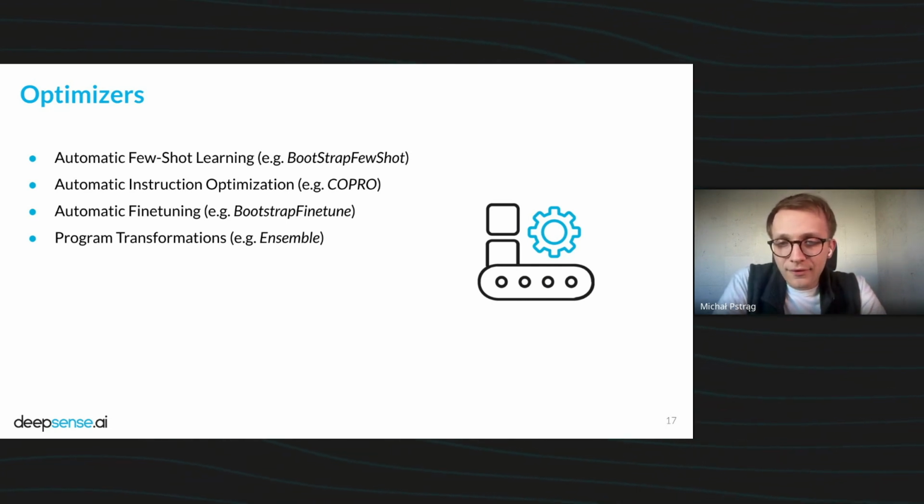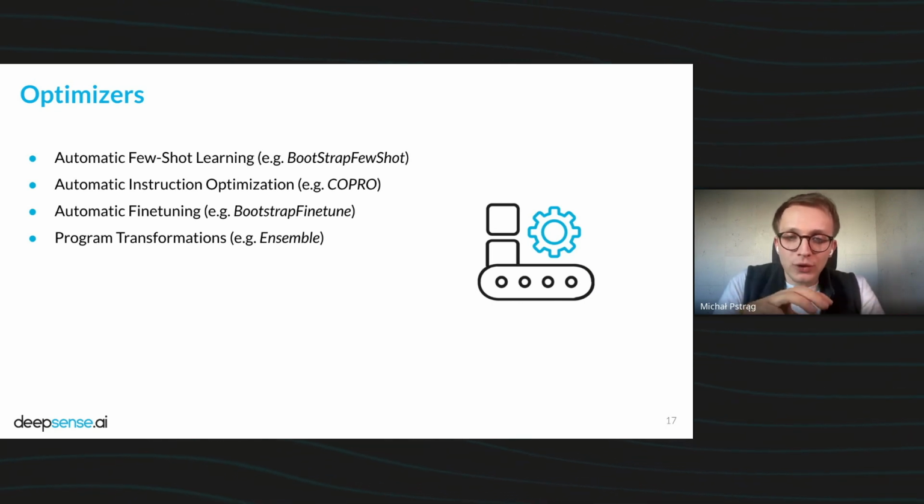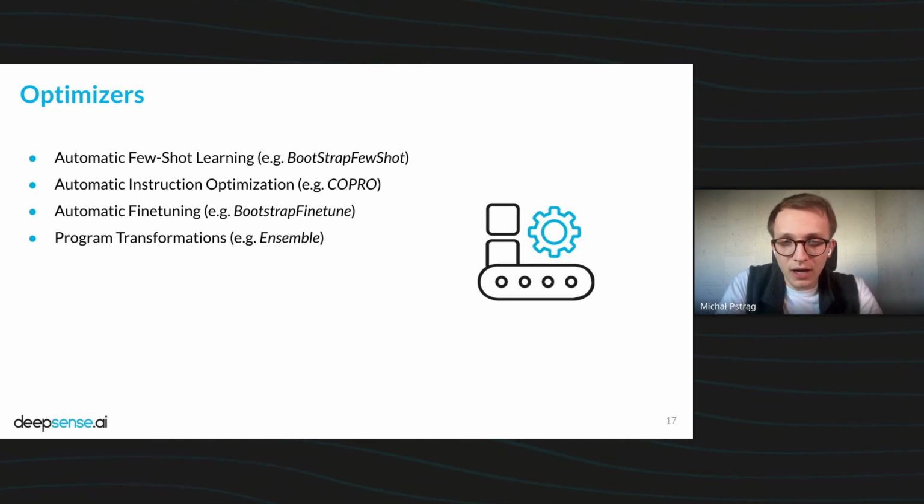And you also have something called program transformations. So there is one optimizer for now called Ensemble, and it allows you to take multiple modules and try to reduce them to a single module or 2 modules, which is also very interesting. But yeah, it's just a different type of optimization you can do. But the most popular ones are just automatic instruction optimization and few-shot learning.